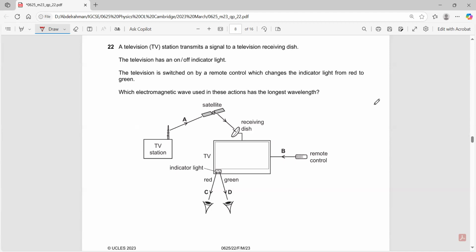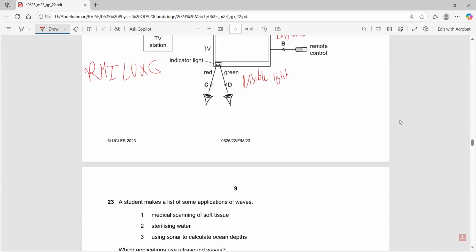A television satellite transmits signal to a receiving dish. Which electromagnetic wave used in these actions has the longest wavelength? So from the TV station, this is microwaves. This is the infrared, right? And then C and D are the visible light. So radio waves is the longest, and then microwaves. So microwaves are longer than infrared and visible light.